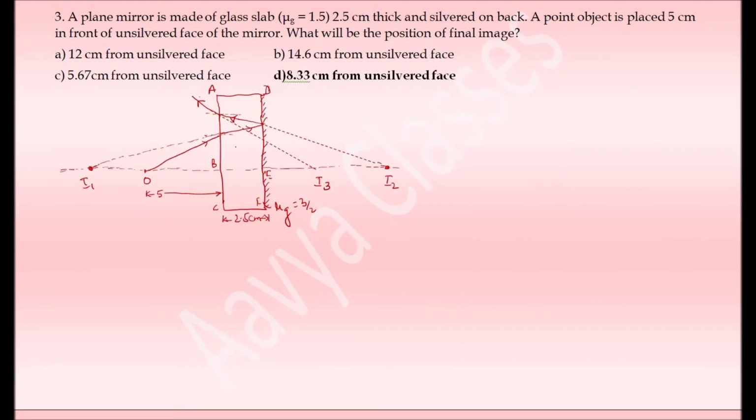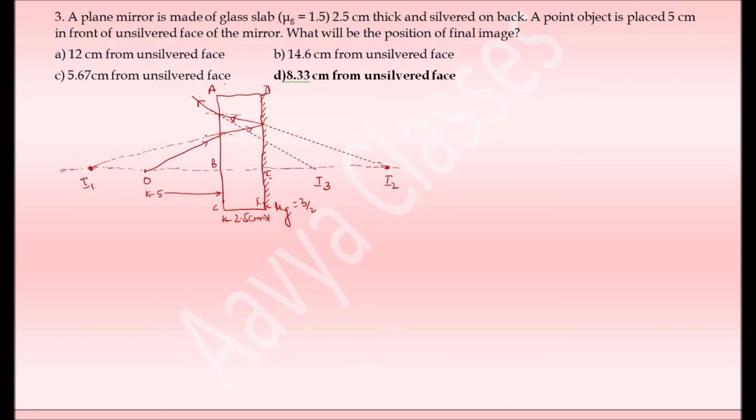A plane mirror is made of glass slab having refractive index 1.5 and thickness 2.5 cm and silvered on back. A point object is placed 5 cm in front of unsilvered face of the mirror. What will be the position of final image?